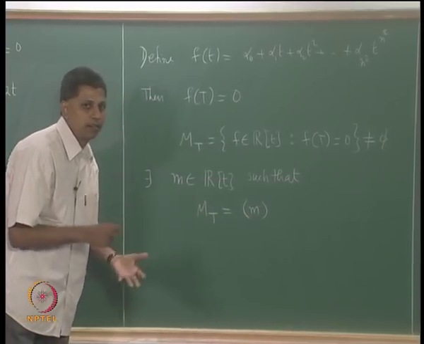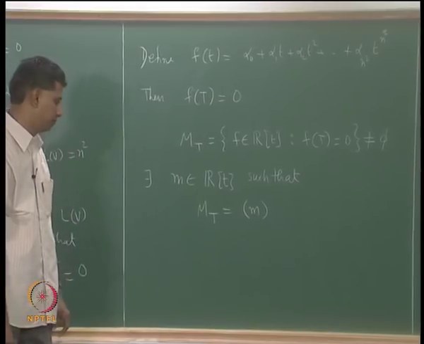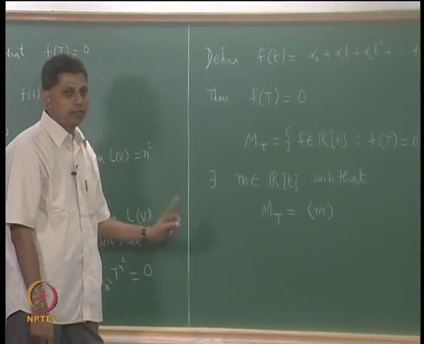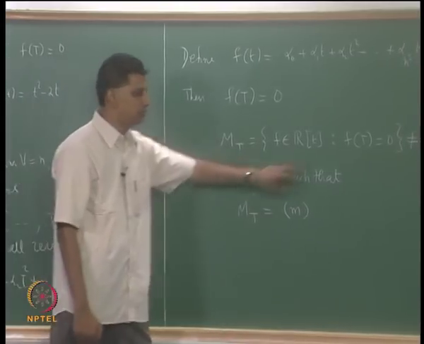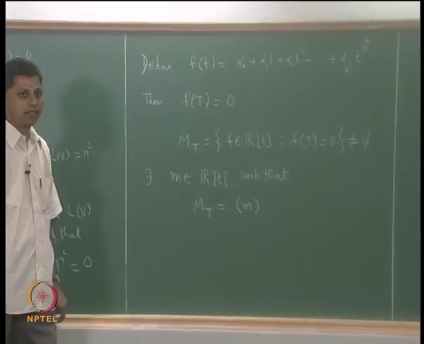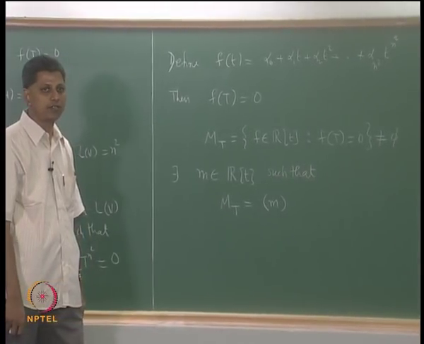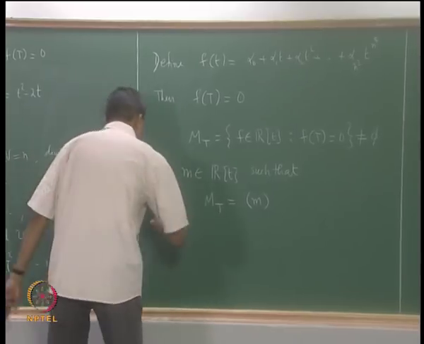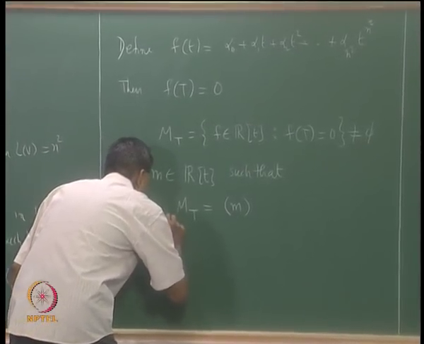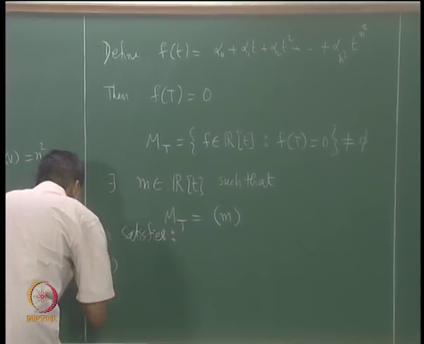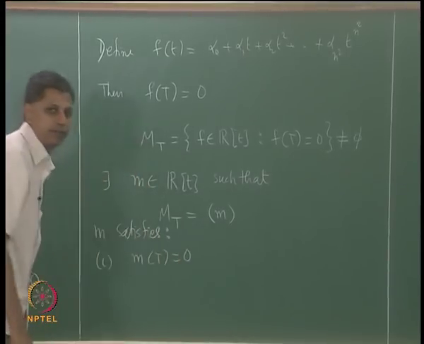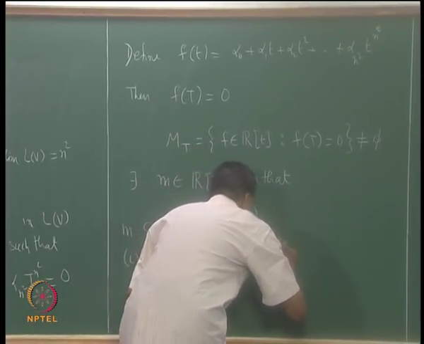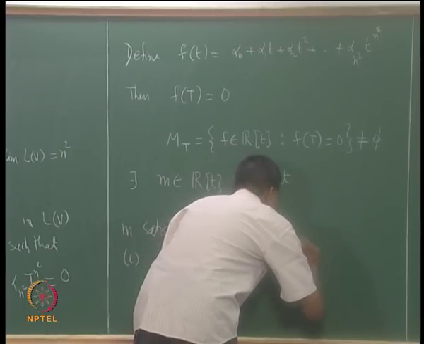What are the properties of this little m? Little m is a monic polynomial; the coefficient of the highest degree of m is 1. What is the other property? m of T is 0, right? It comes from this. What is the other property that m has? Degree of m is less than or equal to degree of f whenever f is such that f of T is 0. Let me write down these properties. m satisfies the following. The first condition is that m of T is 0. Such a polynomial is called an annihilating polynomial. I'll just write down on this side, annihilating polynomials.